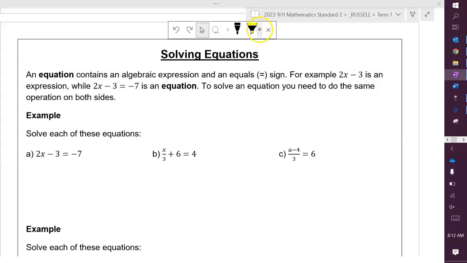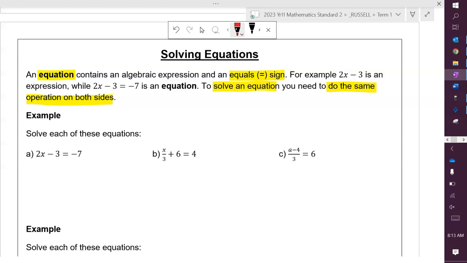In this lesson, we're looking at solving equations. An equation has an equal sign, and it's basically the same thing as an expression, it's just that it has that equal sign. So 2x minus 3 is an expression, while 2x minus 3 equals minus 7 is an equation. And to solve an equation, we do the same operation on both sides of the equal sign.